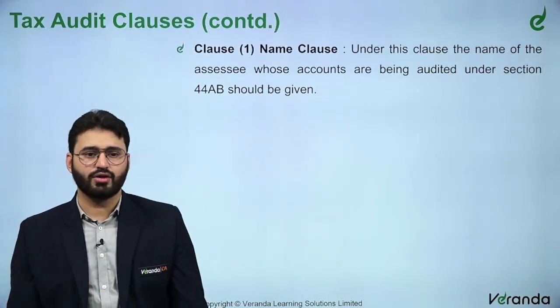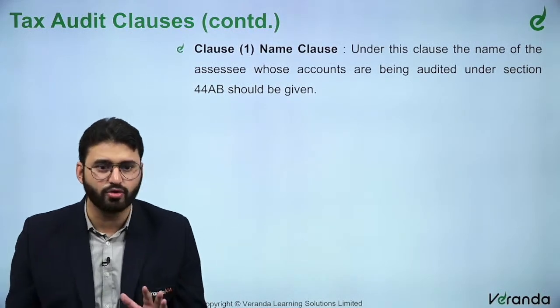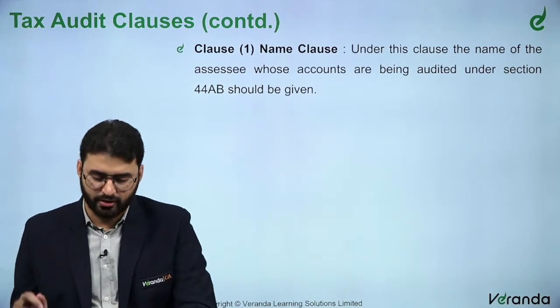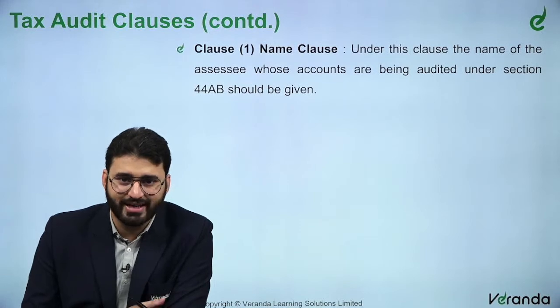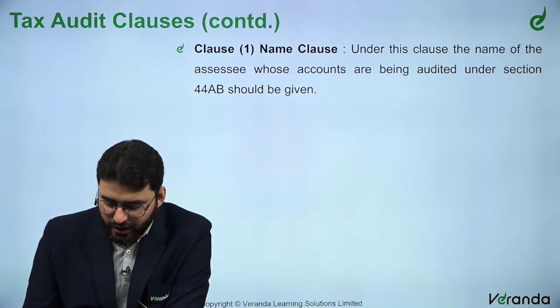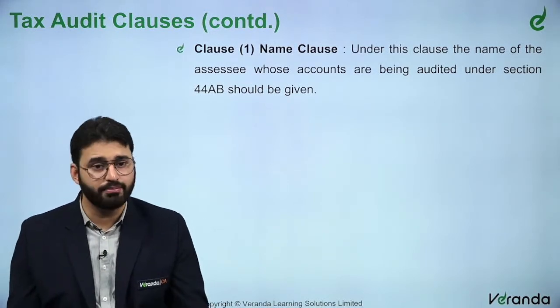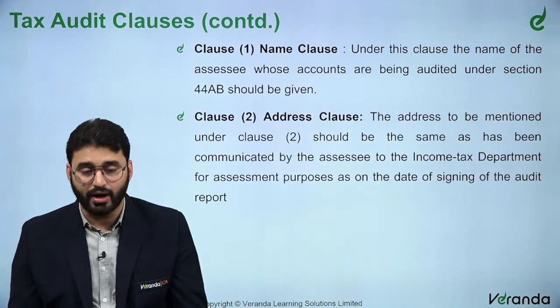Now let's start with the clauses. The first few are very simple clauses. I'm not going to spend a lot of time here. So, Clause 1, name of the assessee. Under this clause, the name of the assessee whose accounts are being audited under section 44AB should be given. Clause 2, address.